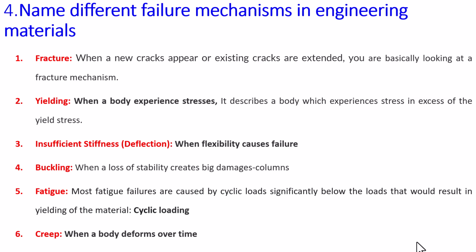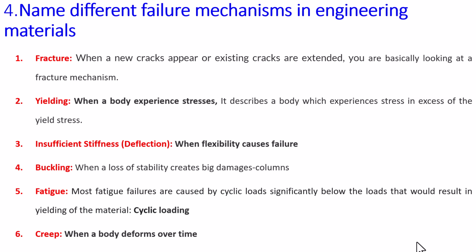And the fifth failure mechanism is fatigue. Most fatigue failures are caused by cyclic loads significantly below the loads that would result in yielding of the material. That is, fatigue occurs due to cyclic loading or variable loading conditions.